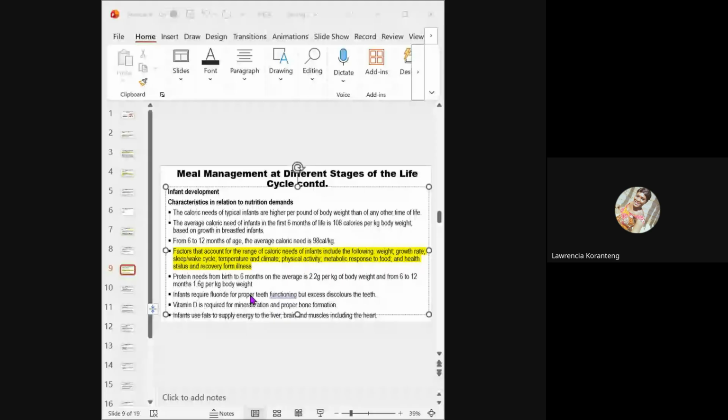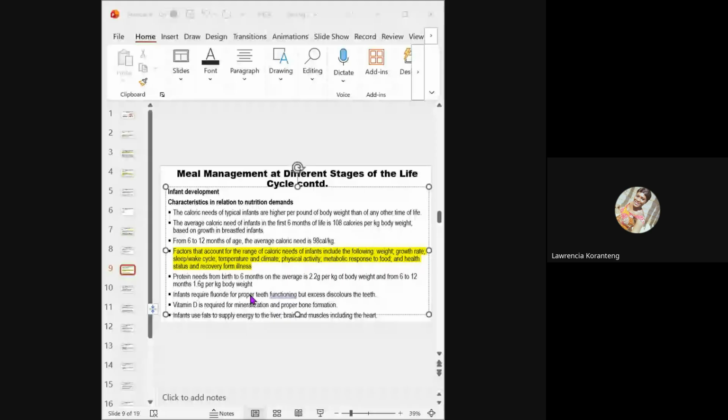Infants require fluoride for proper teeth functioning, but excess discolors the teeth. So they need fluoride. From 6 months, you can clean their mouth with a little fluoride for proper teeth functioning, but you don't have to make it excess. Vitamin D is required for mineralization and proper bone formation. So vitamin D is good. Is it part of the supplements that they give them when you go for the weighing? Do they give them vitamin D?